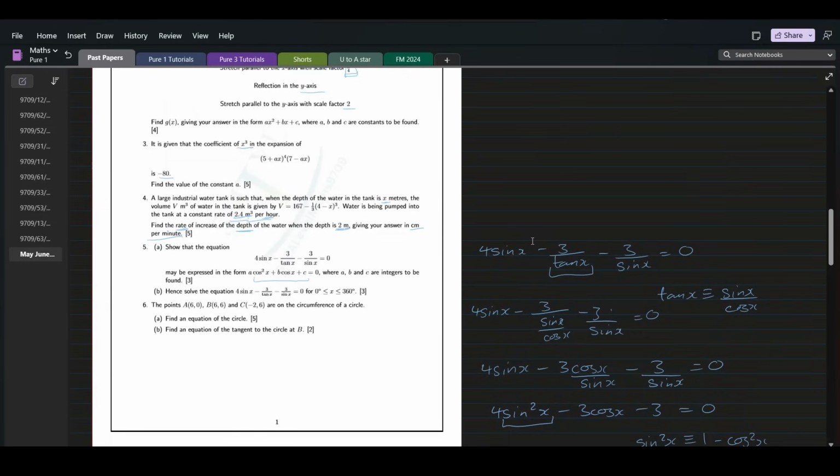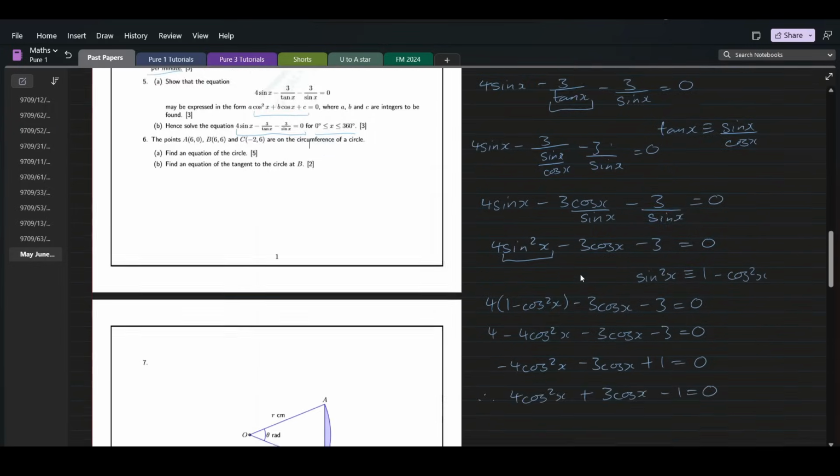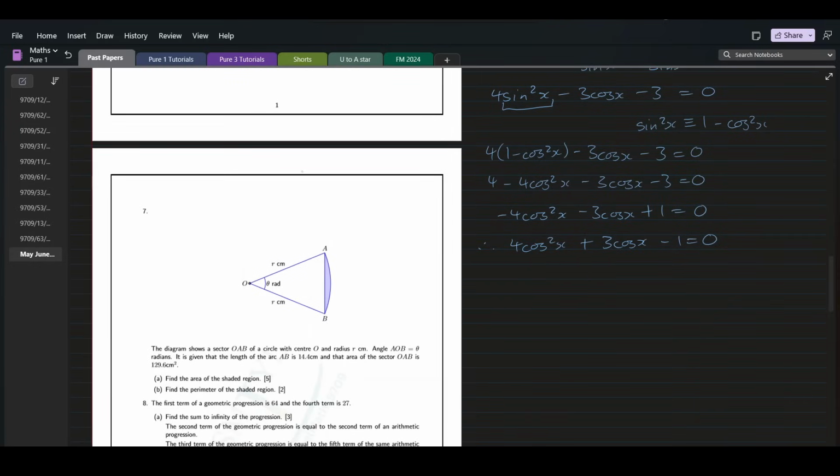Okay, now part B says hence solve the equation. We are here. Hence solve the equation 4 sine x minus 3 over tan x minus 3 over sine x is equal to 0 for x between 0 and 360 degrees. So to solve that equation, we're simply going to be solving the equation that we proved in part A. So that's 4 cos squared x plus 3 cos x minus 1 is equal to 0.